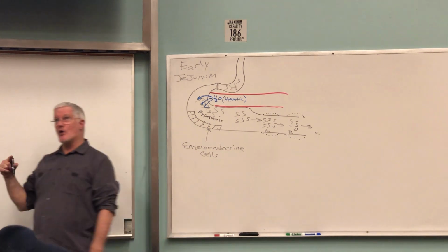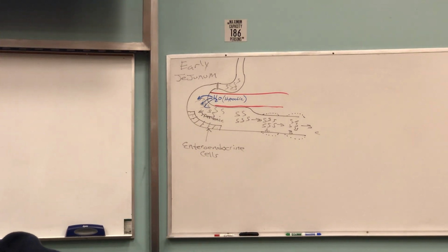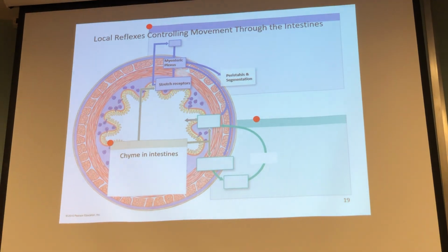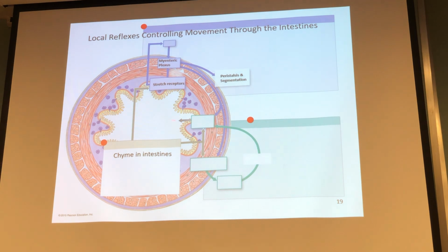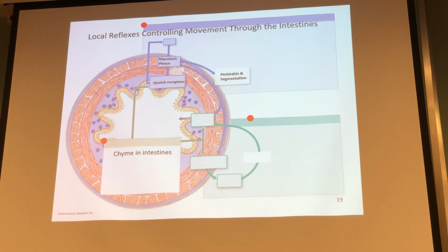On top of that local reflex that we can see up here, where we're looking at the stretch receptors right here, detecting the distension of the walls of your lumen, going through the myenteric plexus. Remember, that's between the circular and longitudinal layers of the muscularis externa. The submucosal plexus would be located in here. That's this plexus, triggering peristalsis and segmentation, and then we just keep repeating this as the chyme moves through the intestines.